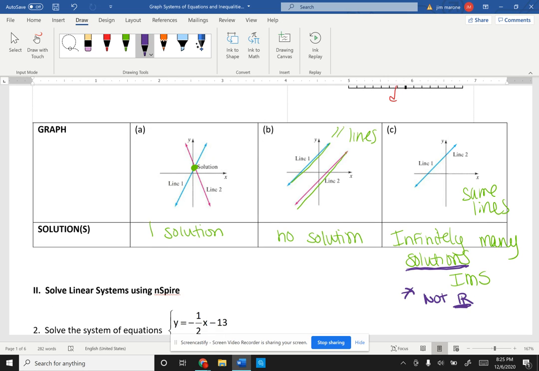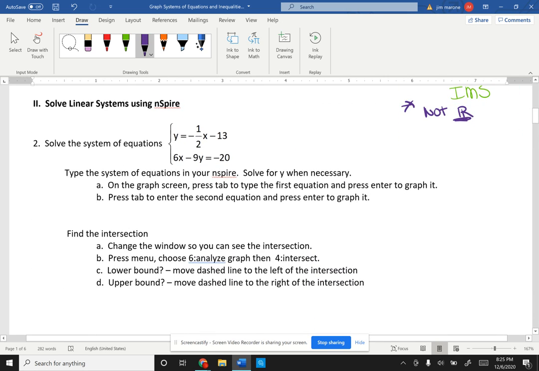Unfortunately, I'm at home and my Surface doesn't have the Inspire software, but I typed out the steps for you and I will show this in class when we do this. So to solve the system of equations using the Inspire, the first one is solve for y. That's good. The second one, we need to solve for y. And when you do that, you get y is equal to 2/3 x plus 20 over 9.